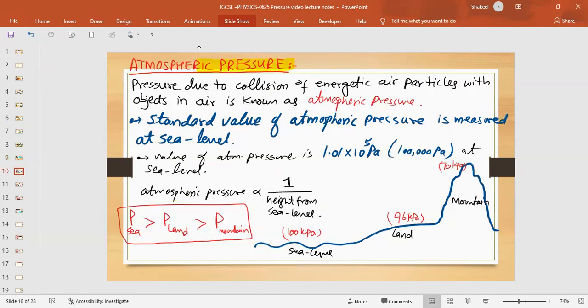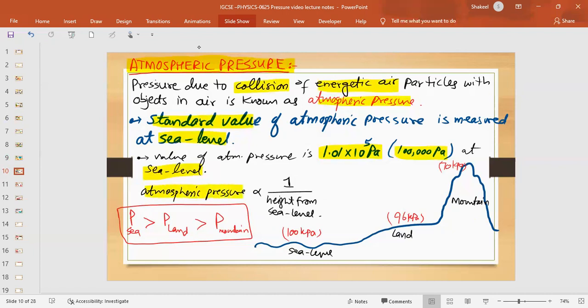Okay. Now let's look at another pressure, which is atmospheric pressure. That is actually the most important pressure for us because we have to live our whole life on the surface of the earth, where the earth and all the objects are surrounded by air particles. These gaseous particles are moving randomly and continuously. When these energetic particles collide with the objects in the atmosphere, they exert a pressure on them, which is known as atmospheric pressure. So the formal definition is: pressure due to collision of energetic air particles with objects in air is known as atmospheric pressure. Its standard value, measured at sea level, is 1.01 × 10^5 Pascal, or about 100,000 Pascal.